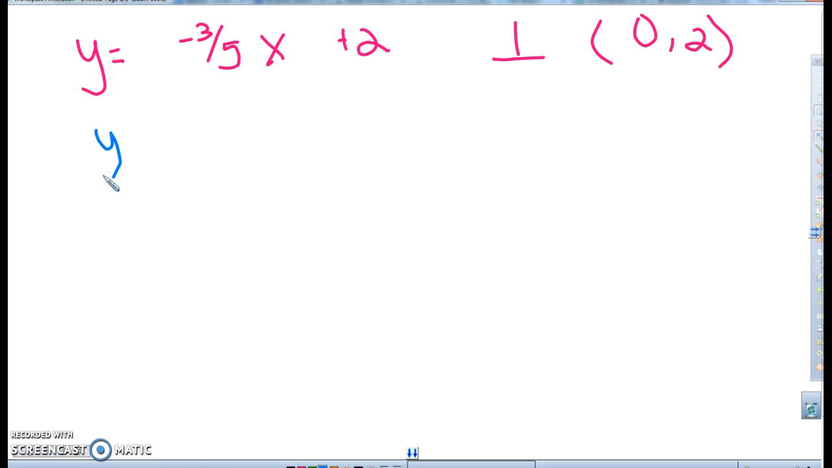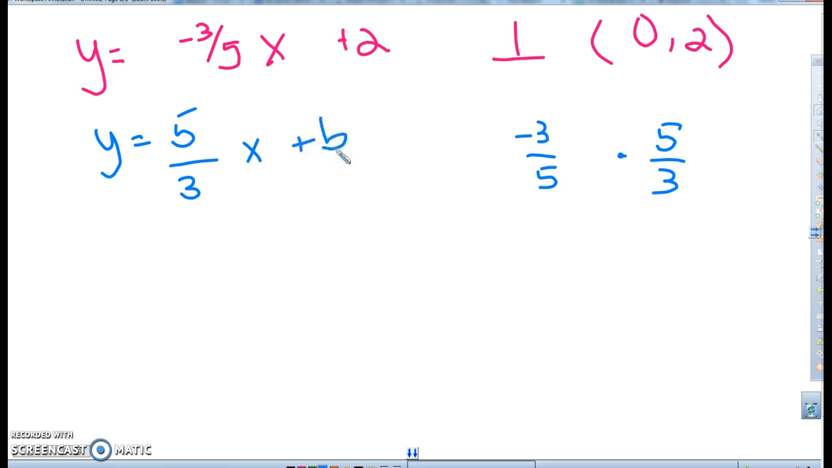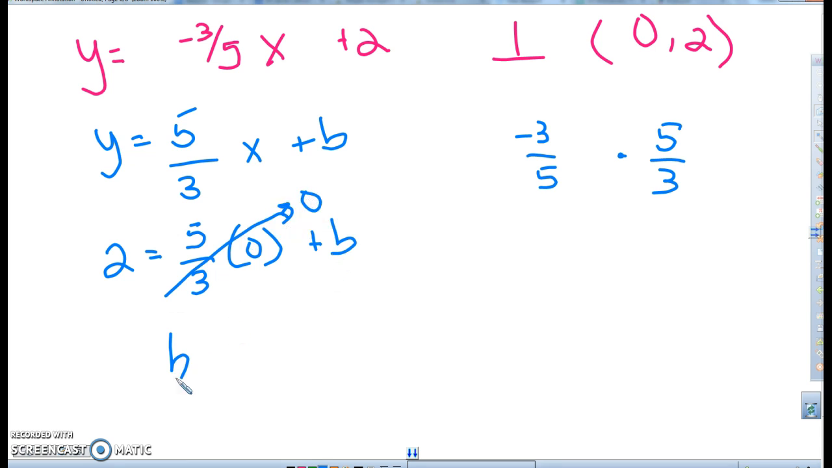Okay, so perpendicular lines, I take the negative reciprocal of -3/5. The negative reciprocal would be 5/3. So I'm starting with that as my slope. And then I'm going to plug in my point 0, 2 for x and y. This term drops out because it goes to 0. So I get that b equals 2. And my final equation would be y equals 5/3 x plus 2.